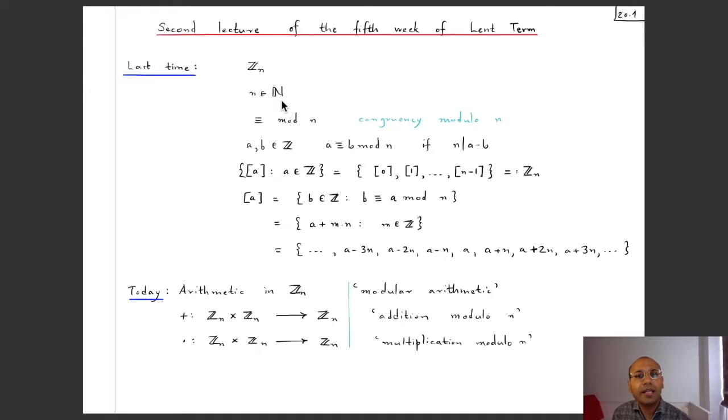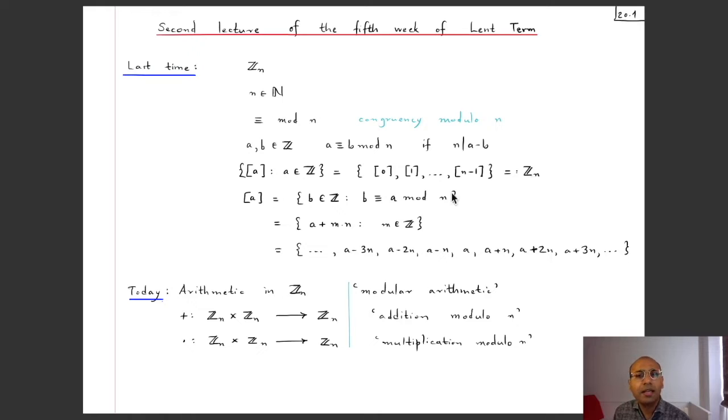If n is any natural number, then the Zn is the set of all equivalence classes under the equivalence relation of congruency modulo n. And let's recall how this relation was defined. If a and b are any two integers, we say that a is congruent to b mod n if n divides a minus b. So we check that this is an equivalence relation, and the set of equivalence classes that you get under this equivalence relation is this set Zn.